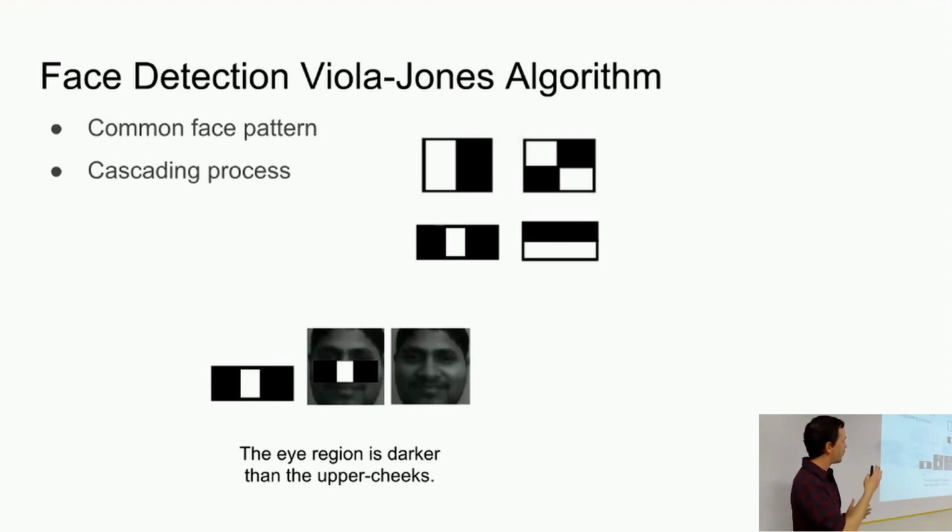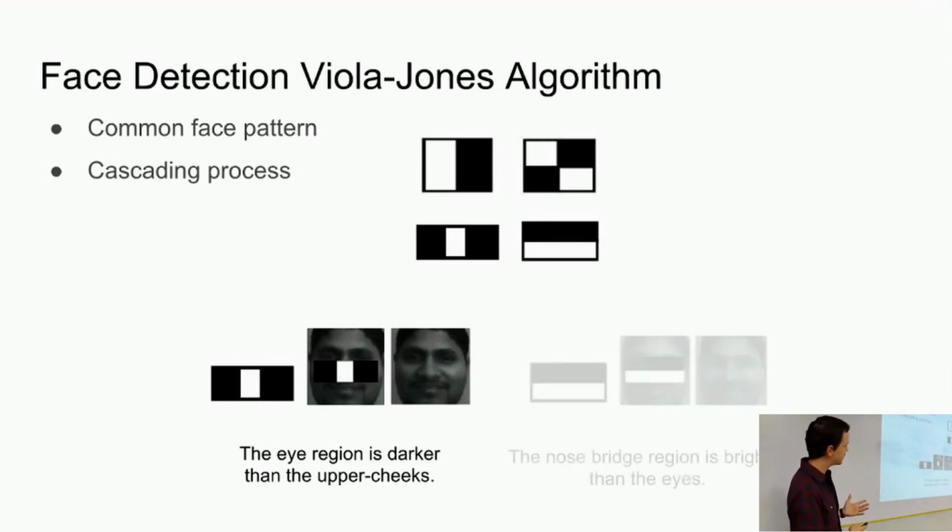We have this common face pattern that we know: the eyes region is supposed to be darker than the upper cheek. So we take this filter here, and we just place it throughout the image, and we look for a light place surrounded by a dark place. And if we have a match on this place, we just go to the next pattern. So this is a cascading way of doing this.